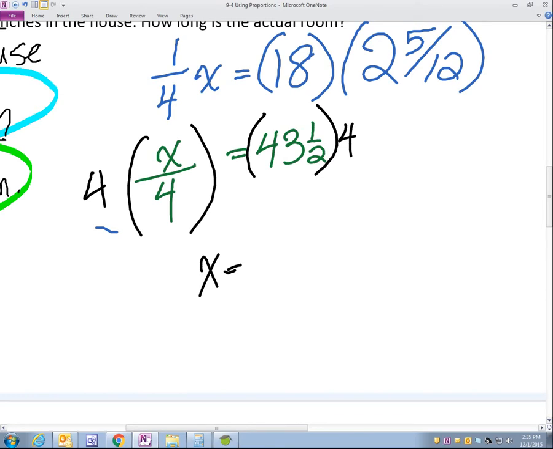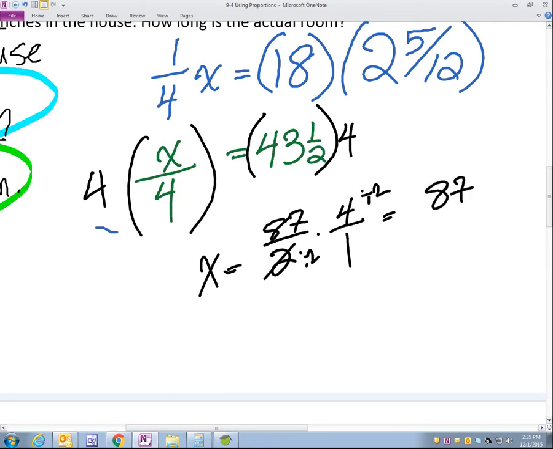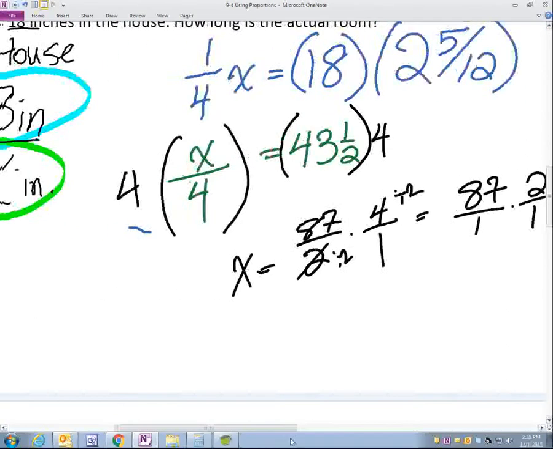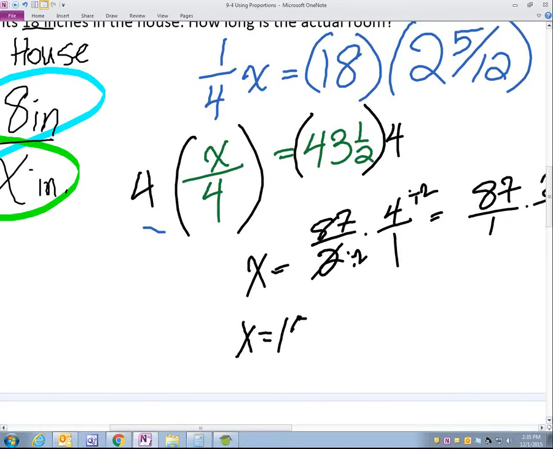So 43.5 multiplied by 4 is the same thing as... I'll just make it an improper fraction again. So we have 87/2 multiplied by 4 over 1. I can cancel that with 2. Cancel that with 2. 87 over 1 multiplied by 2 over 1. So 87 times 2 is just 174. So I'm going to rewrite this down here. X equals 174. But that's not my answer.